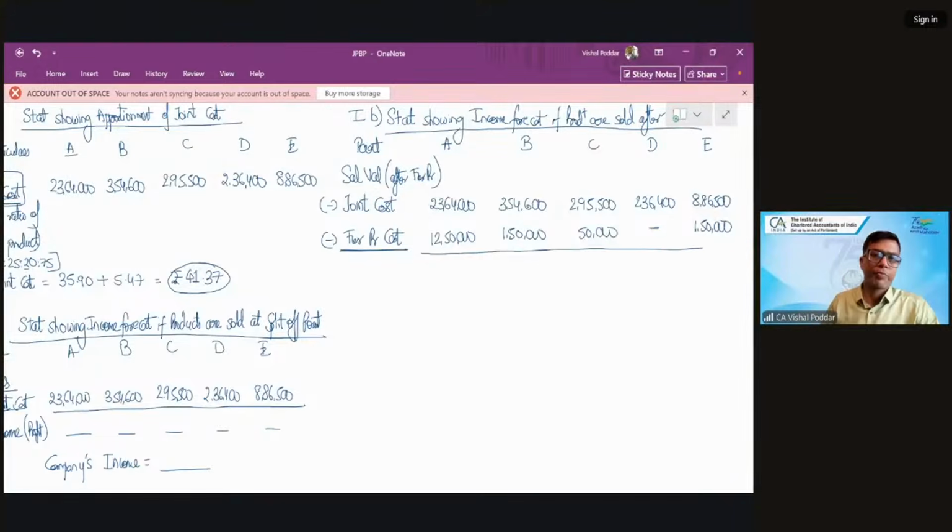Now, you will take sale value after further processing, subtract the joint cost figures which we have, subtract the further processing cost figures which you have been given. You will now get income. Again, you can find out the company's income.